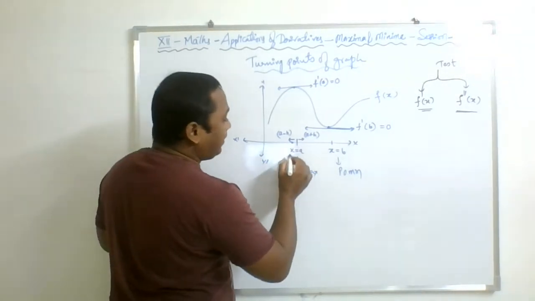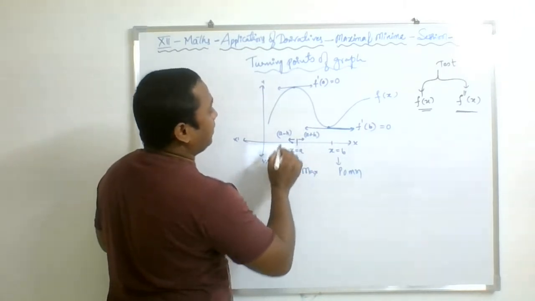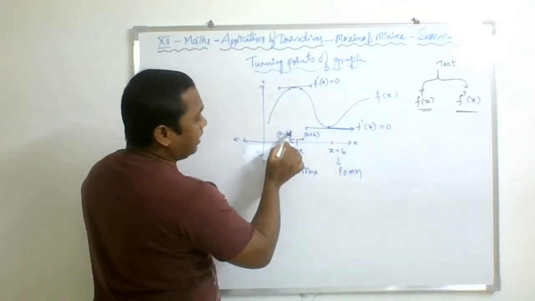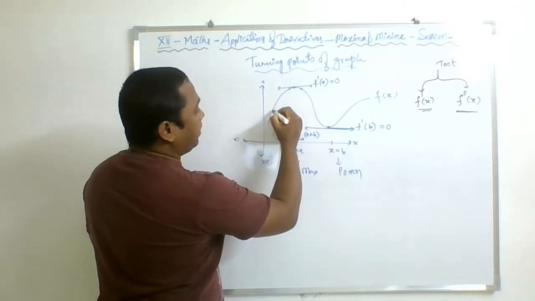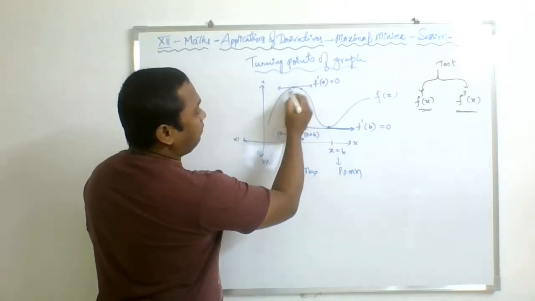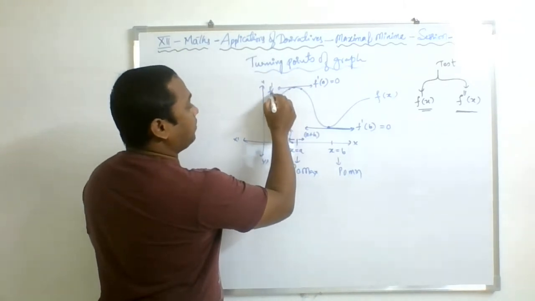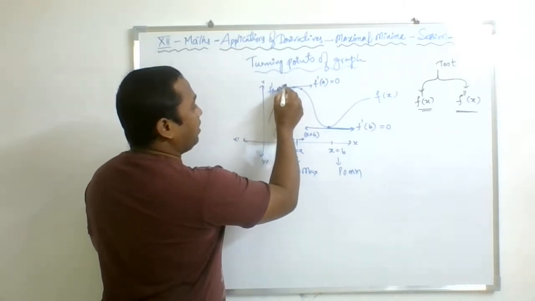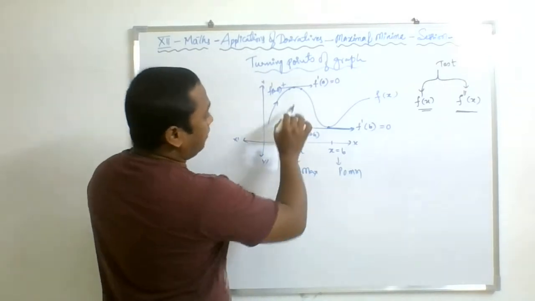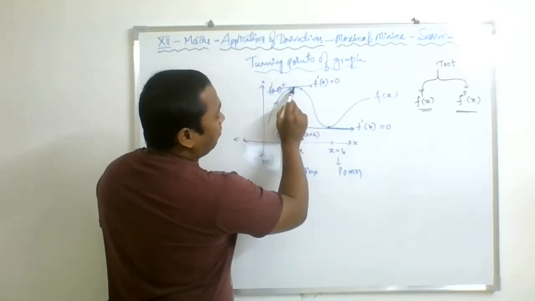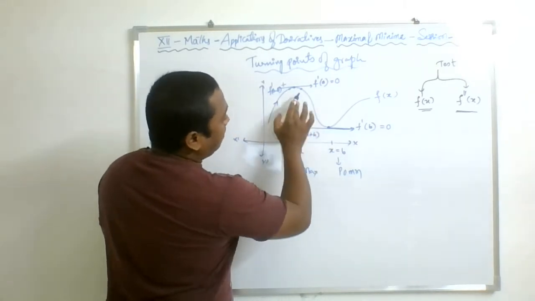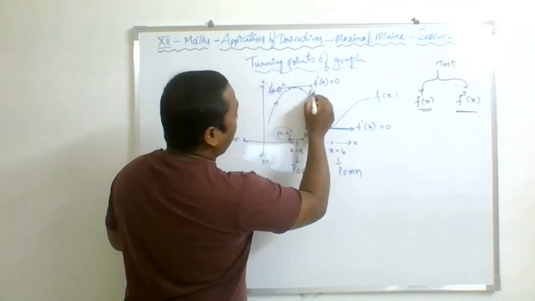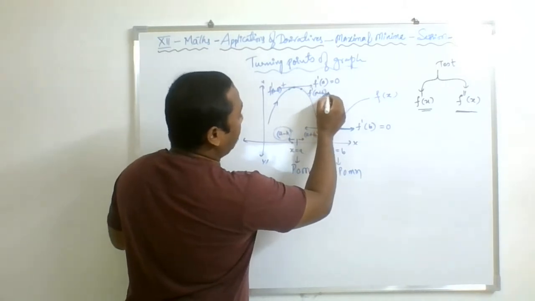So when x is increasing, at a minus h the derivative of the graph is increasing, that is, positive. Then if we observe the right-hand side of the point, the graph is decreasing, so the derivative of the graph is decreasing, that is, negative.